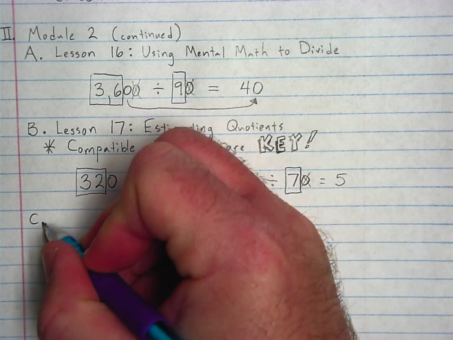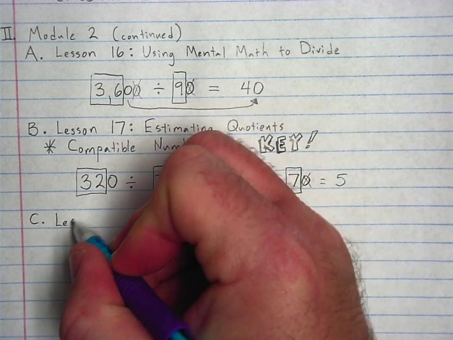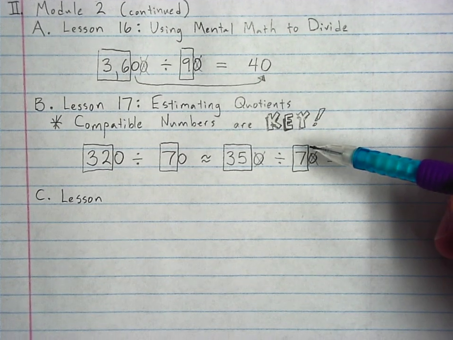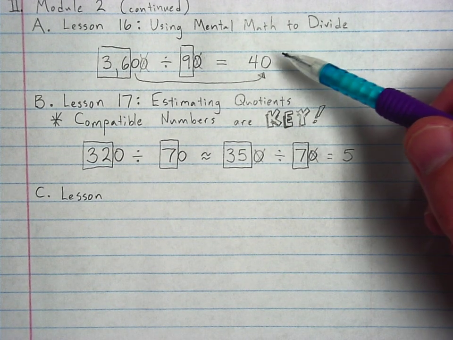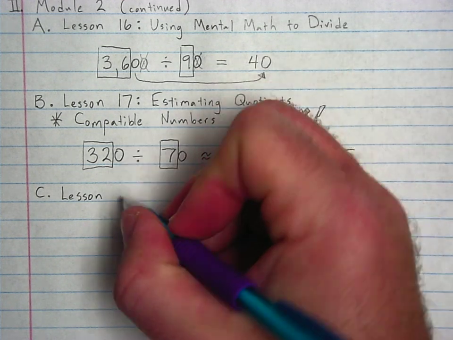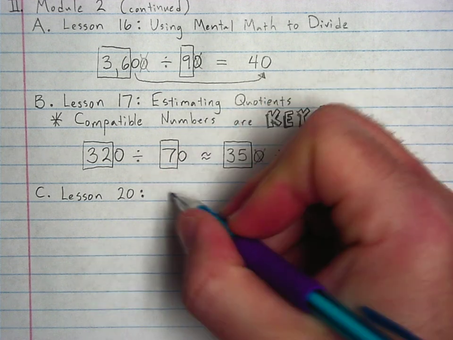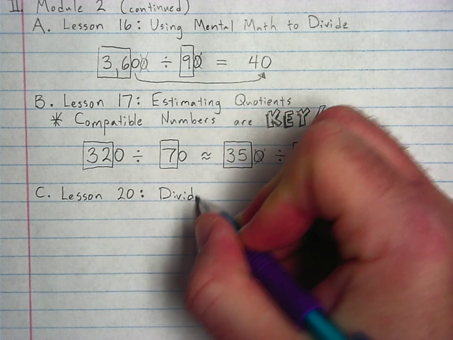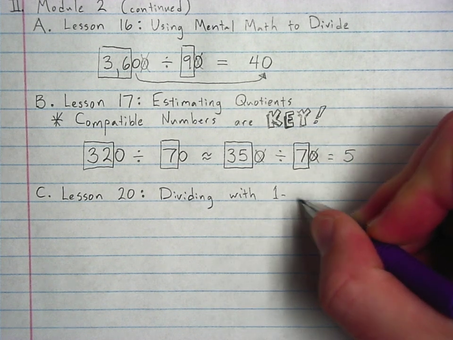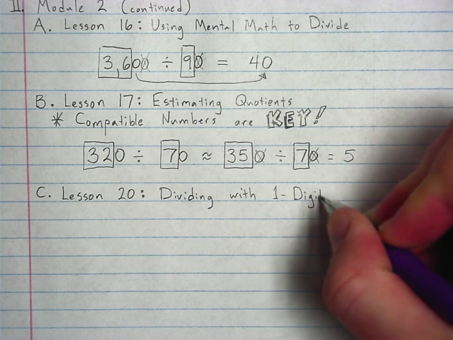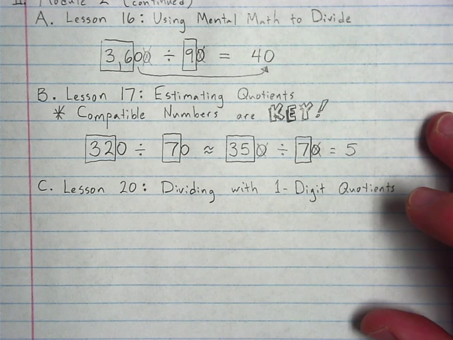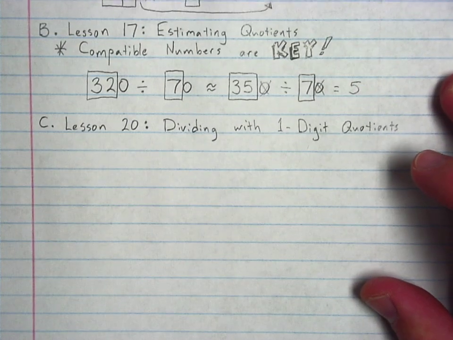All right, letter C. We talked about mental division. We talked about estimating using mental division. Now we're going to use some estimating and mental division to help us when we're doing actual, real dividing with one-digit quotients. So our answers will only have one digit. They'll be relatively short. Okay.